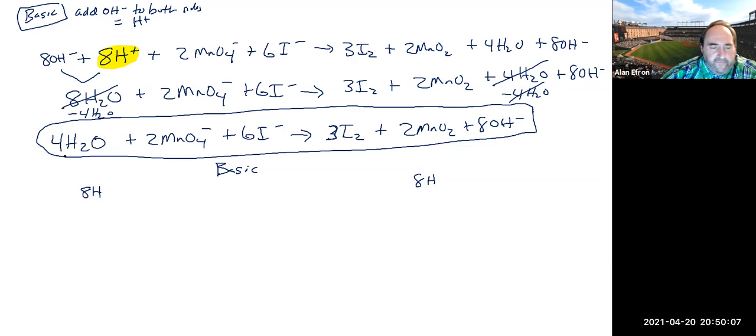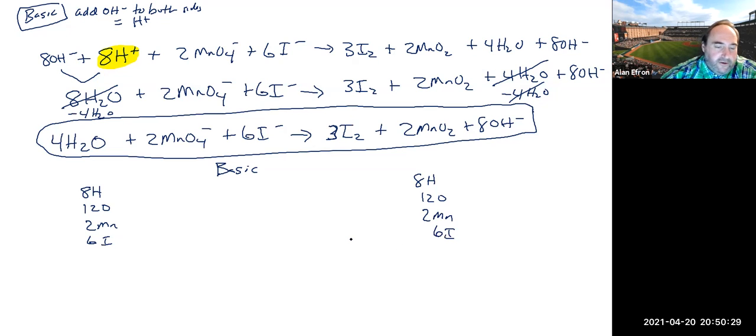I have 4 oxygens there, plus 8 more is 12 oxygens on the left. I got 4 oxygens there, plus 8 more is 12 on the right. 2 Mn on the left and 2 Mn on the right. There we go, I got my left and right correct. And 6 iodides on the left and 6 on the right.